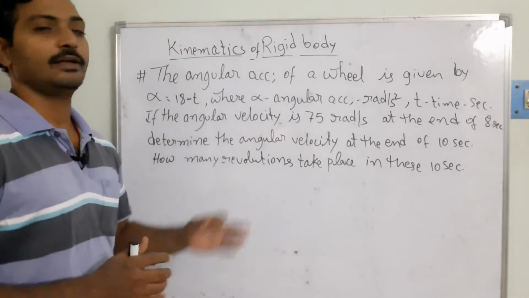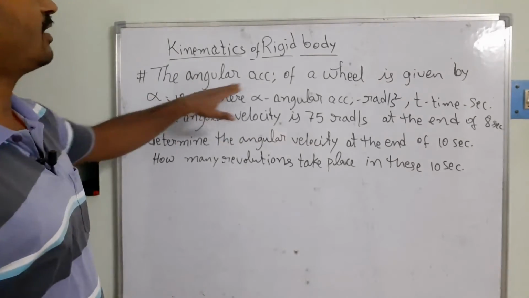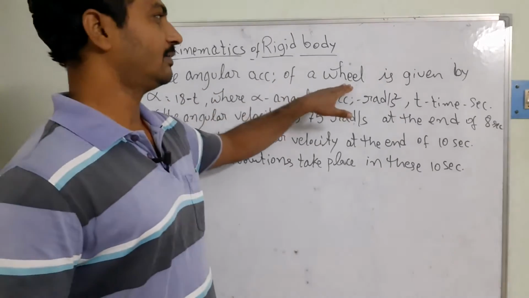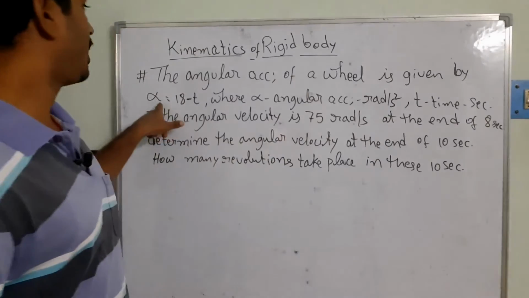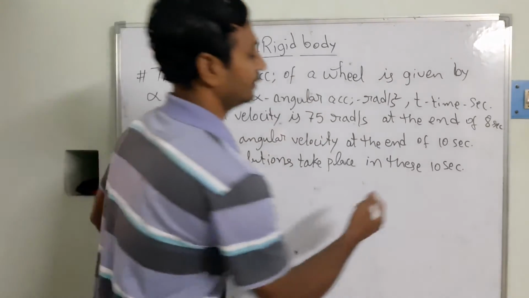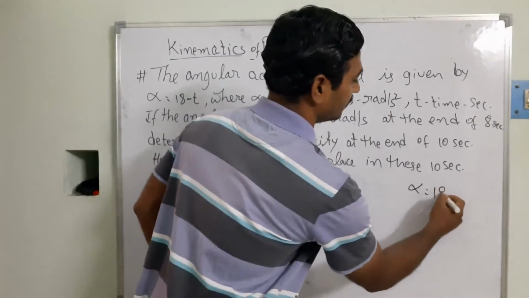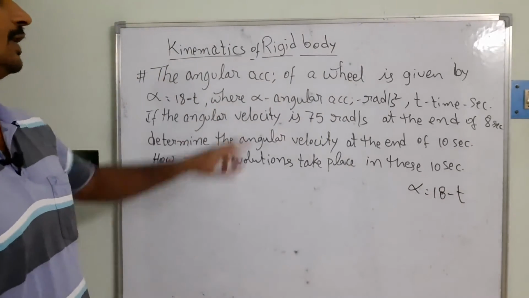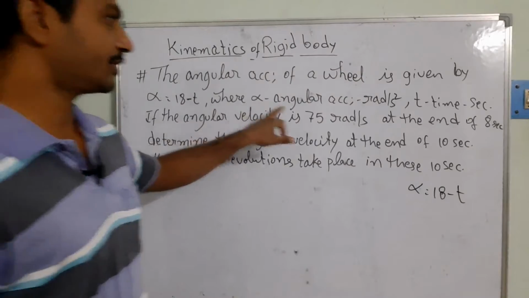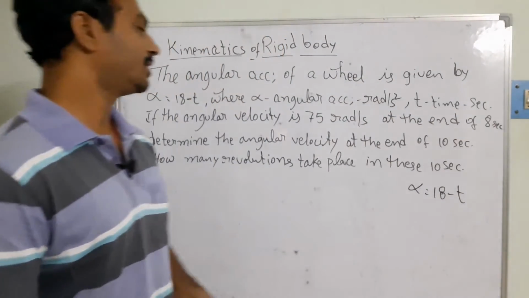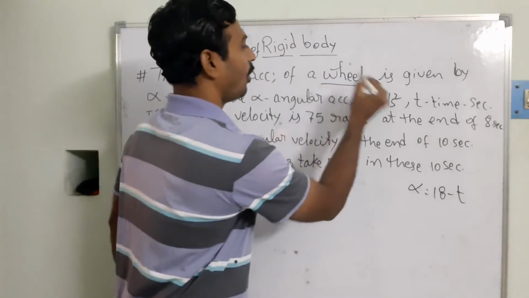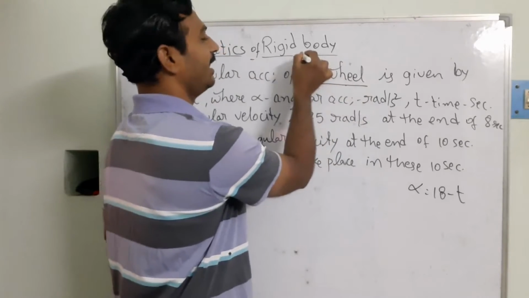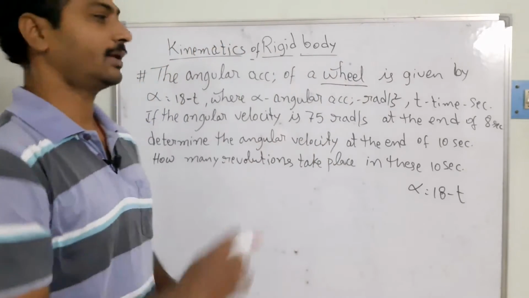In that connection, the angular acceleration of a wheel is given by alpha equal to 18 minus t radians per second. Here alpha is the angular acceleration and t is the time. In this case our rotating object, the rigid body, is a wheel.